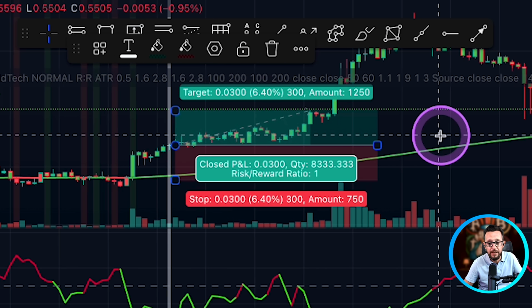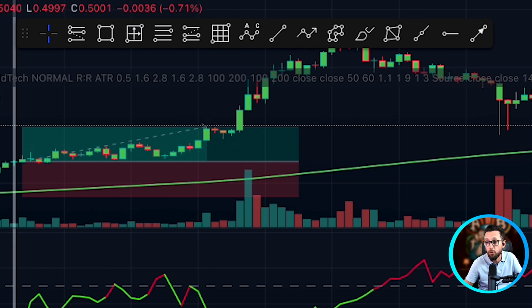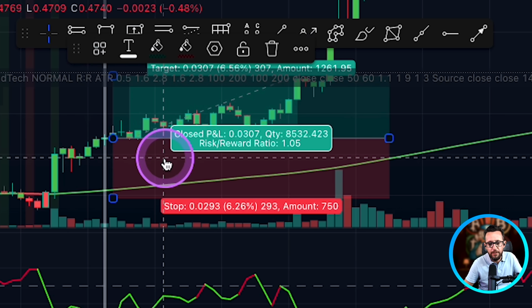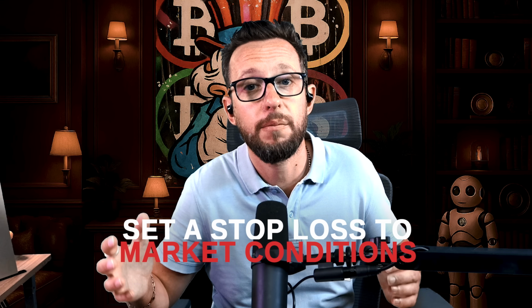So we would be getting in. We're waiting for the open of the next candle to get in. We're going to get in on this candle just here. So the art of a stop loss, as far as I'm concerned, is to use the ATR bands. This allows us to set our stop loss to current market conditions and not just use a fixed percentage, which would be likely to get hit anyway.